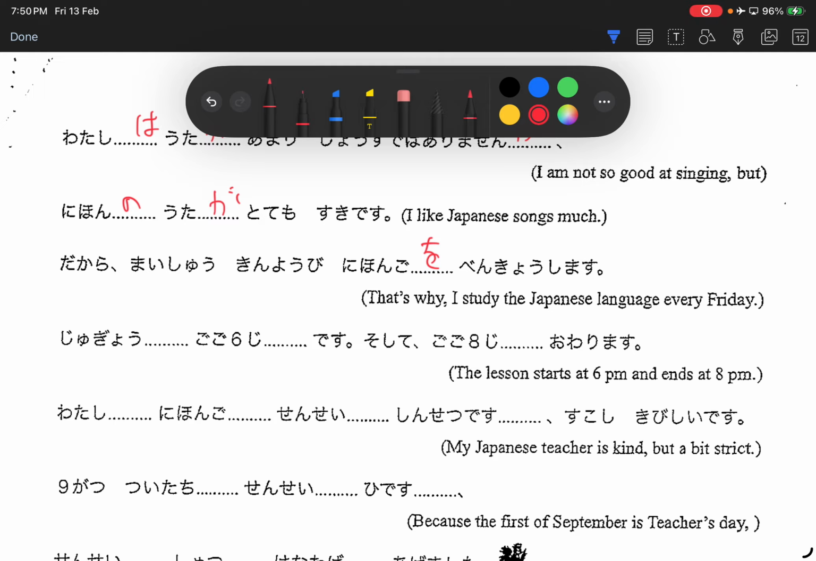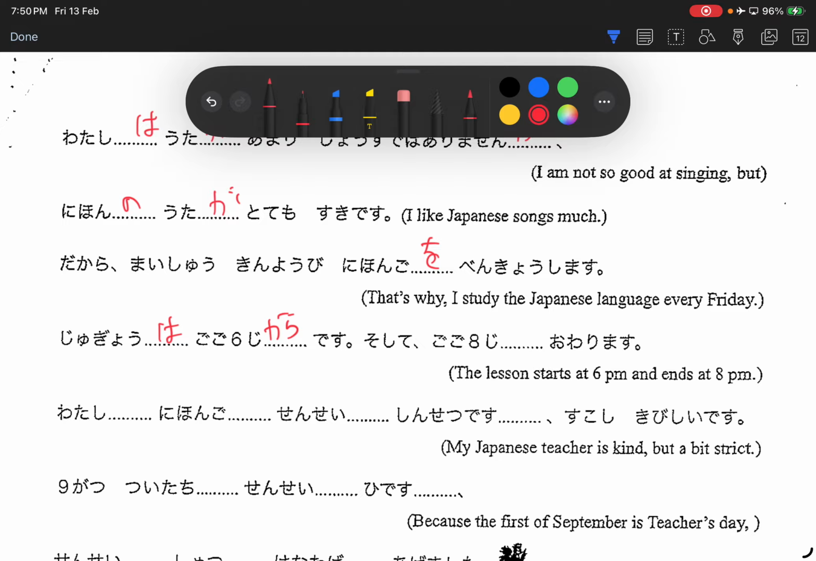Next line. Jugyou wa 6-ji ni desu. If we use ni we need to have a verb. Is there a verb? No, right? We use desu, so we cannot use ni because there's no verb. Instead we can use kara, or maybe just don't put anything at all. 6-ji desu. The lesson is at 6 o'clock. I will still mark you correct if you don't put anything.